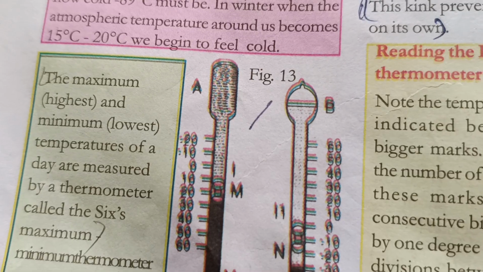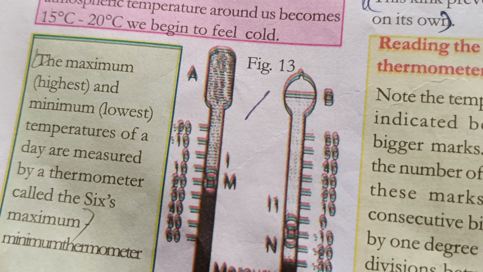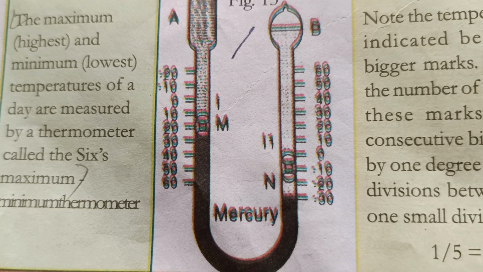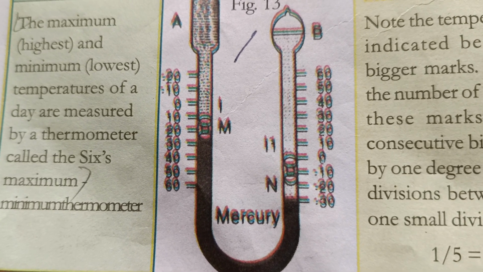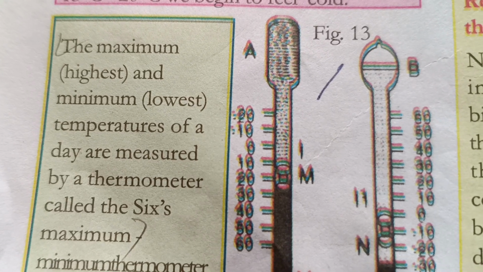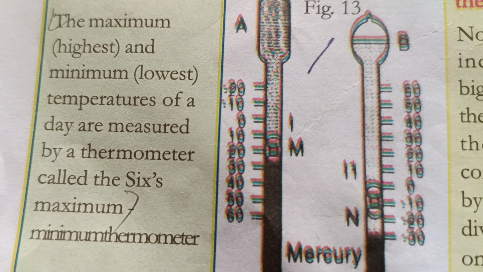The maximum, highest, and minimum, lowest temperature of a day are measured by a thermometer called the Six's maximum minimum thermometer.